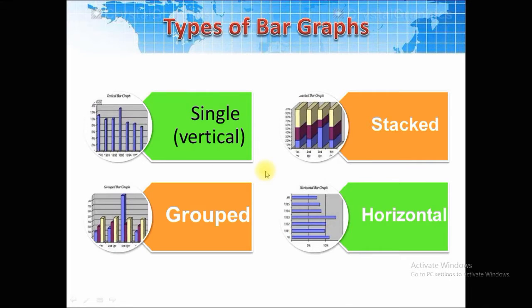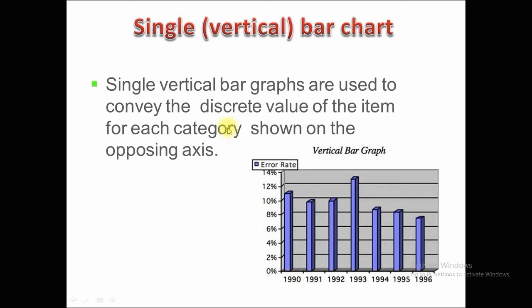Now, what are the types of bar graphs? There are four types of bar graphs or bar charts. Number one is a single vertical bar, then group bar charts, stacked bar, and horizontal bar graphs. Now I want to define each type of bar chart. Number one, single vertical bar chart.